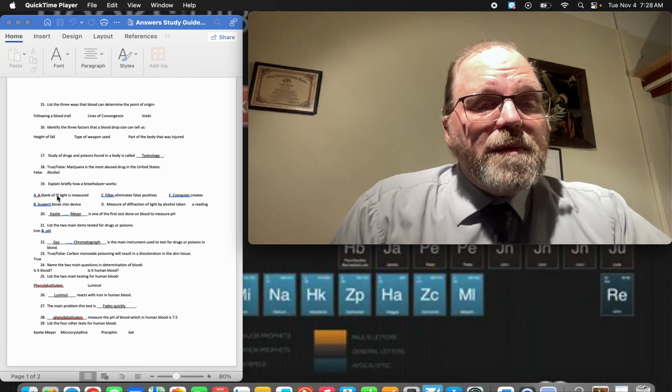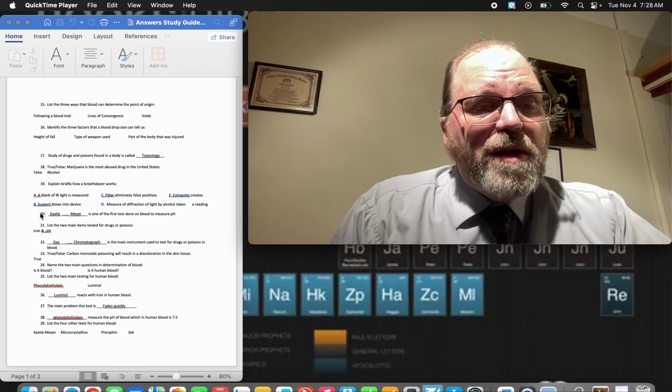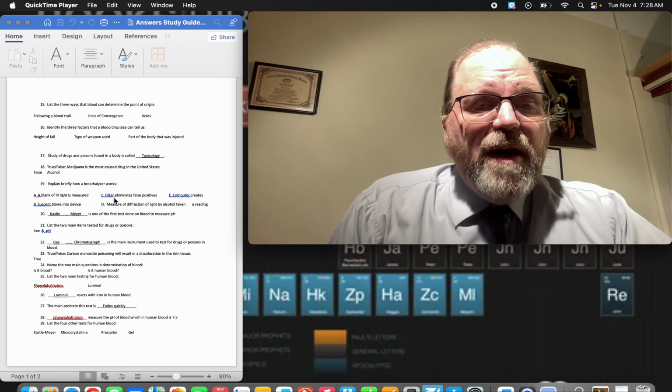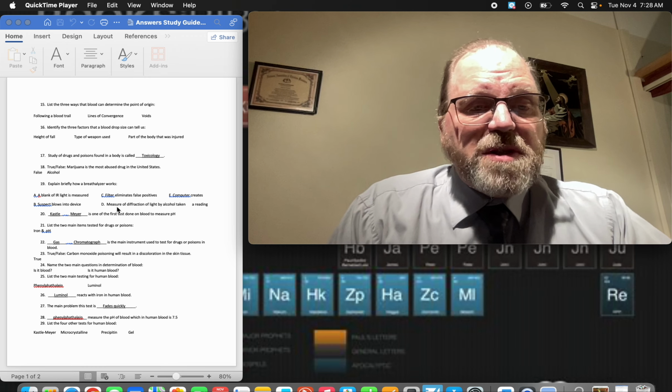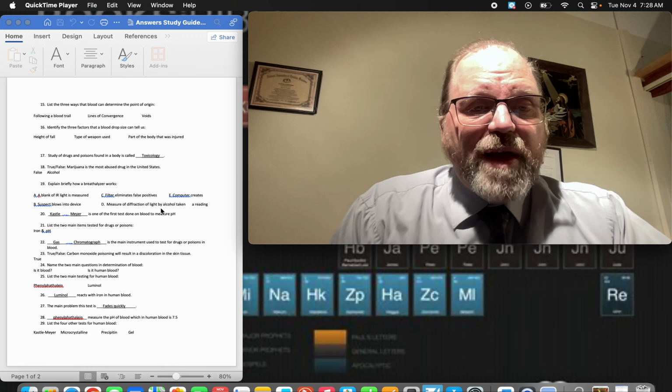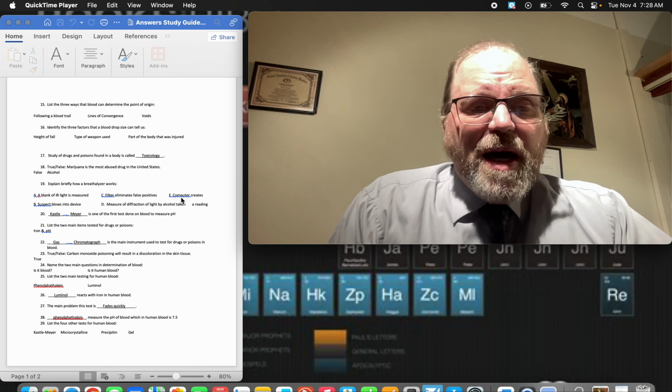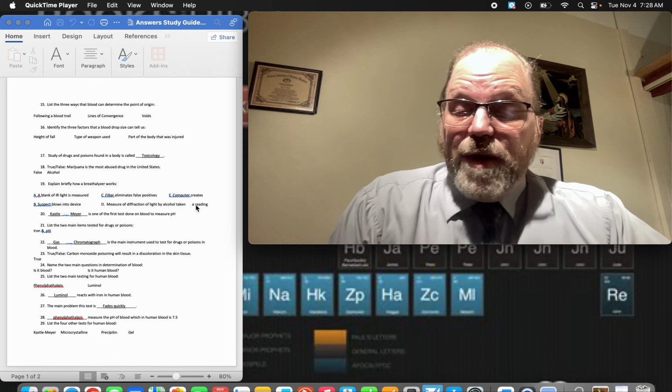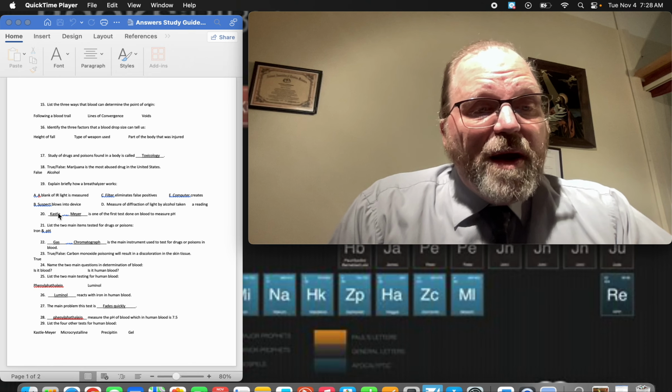First step, a blank is identified with IR. The suspect blows into the device. Filter eliminates false positives. Measure the diffraction of light by alcohol is taken. Computer creates a reading. So those are the 5 steps.